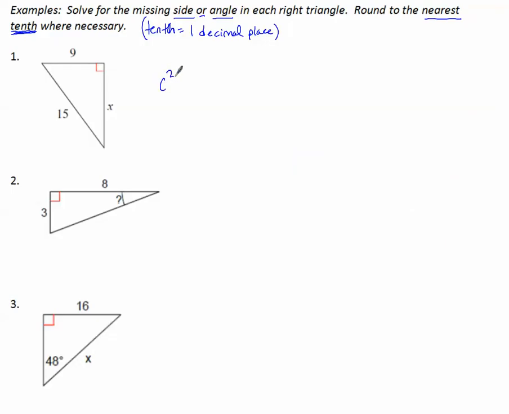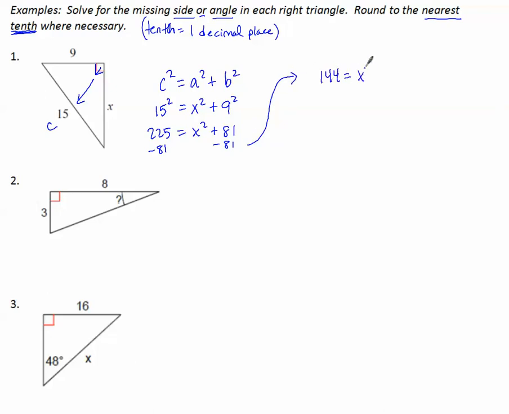So for this one, we're using c squared equals a squared plus b squared. How do we know which is the c? Here's our right angle. Use it as an arrow, look across. There's our c. 15 squared equals x squared plus 9 squared. 225 equals x squared plus 81. Subtract 81 from both sides.